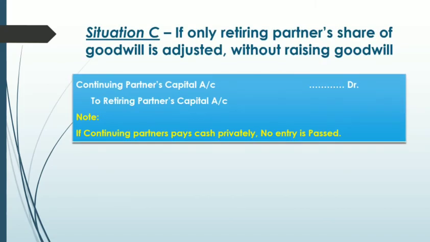The last situation in retirement of partner is if only retiring partner's share of goodwill is adjusted without raising the goodwill. So the entry will be continuing partners' capital account debit to retiring partner's capital account. It means continuing partners are paying the amount to the retiring partner, but here we have to note that if the continuing partners pay cash privately, then no entry is passed in the books of account.